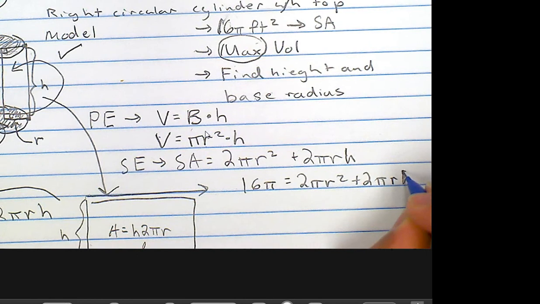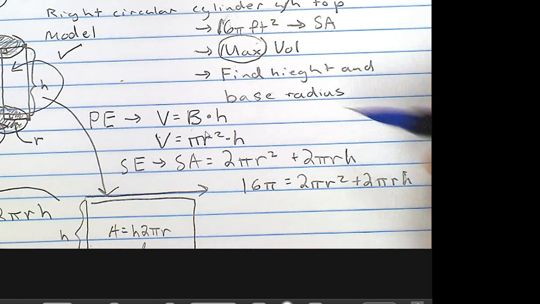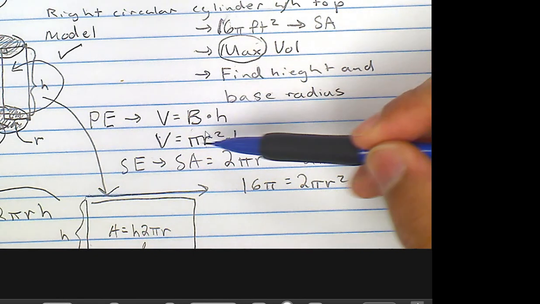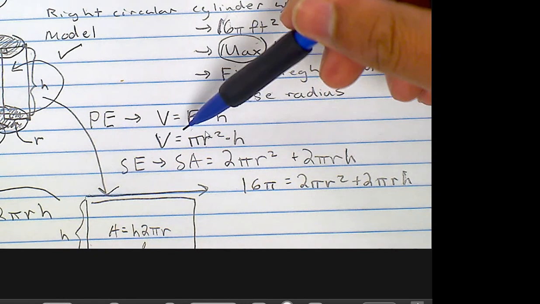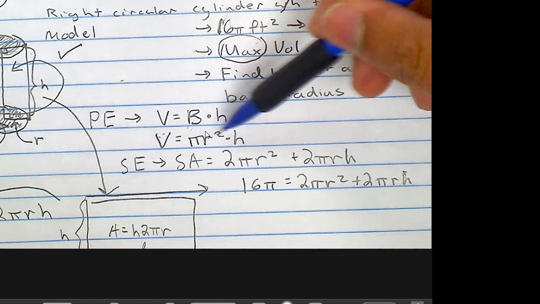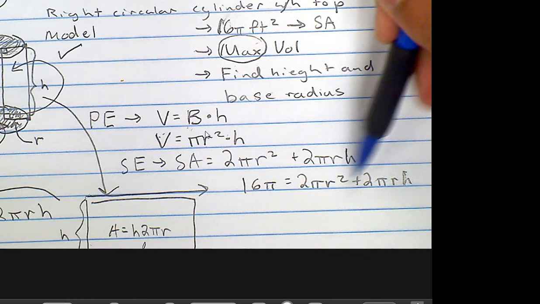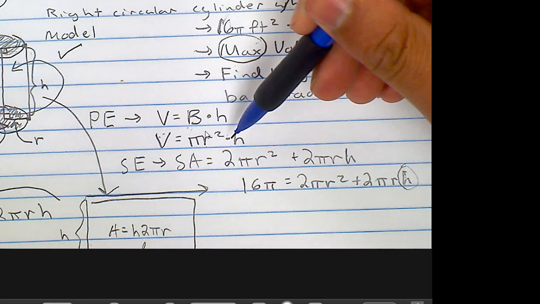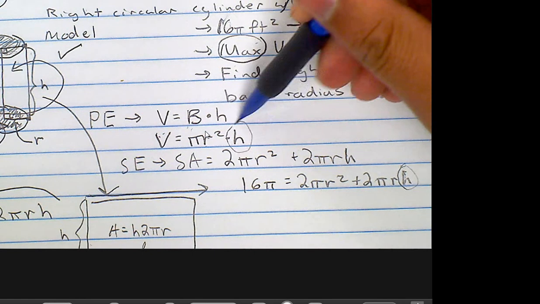All right. So, let's take a look. What was the problem with our volume formula? Three variables. Could I maybe solve for something here? Absolutely. I would solve for the h and then replace this h in my volume formula.